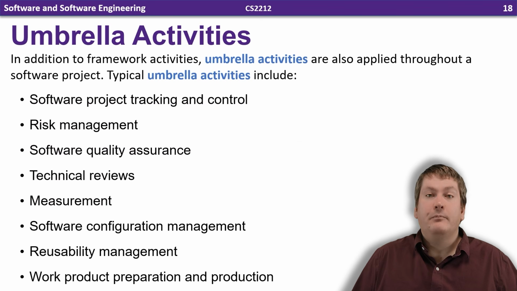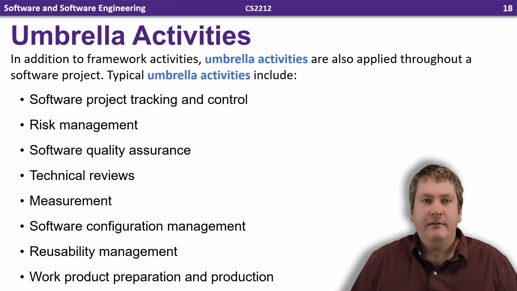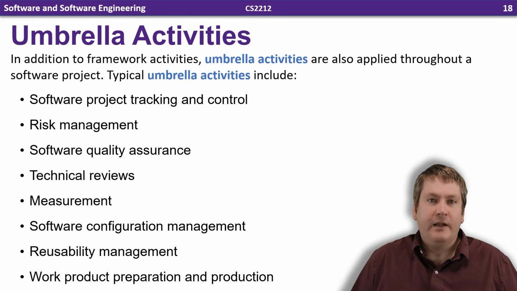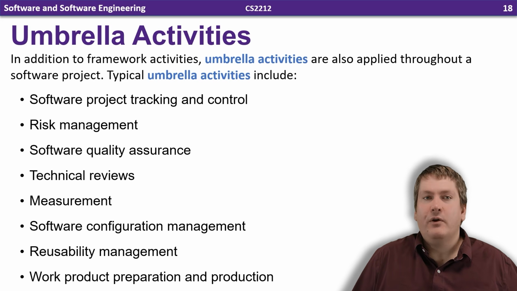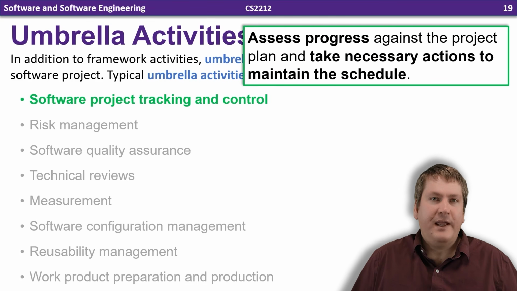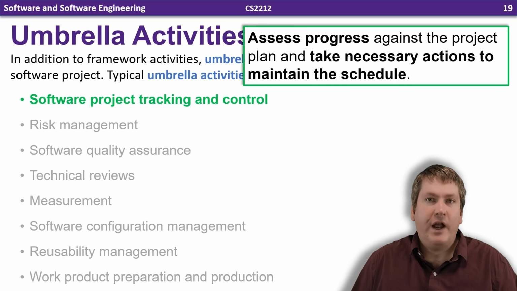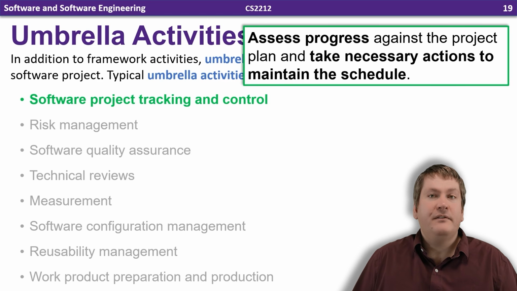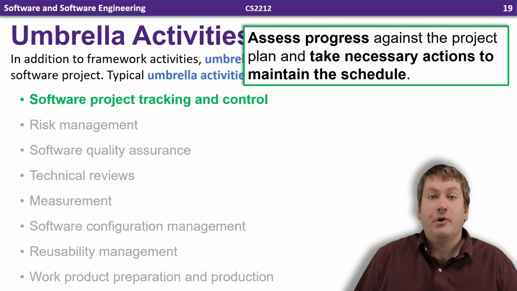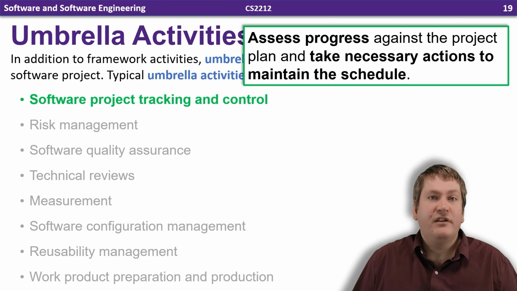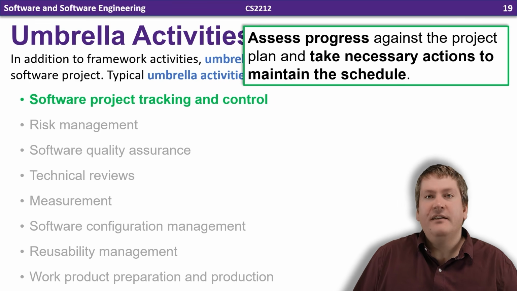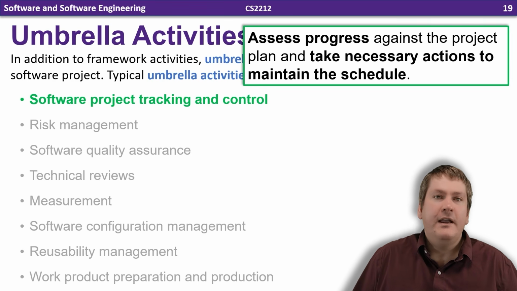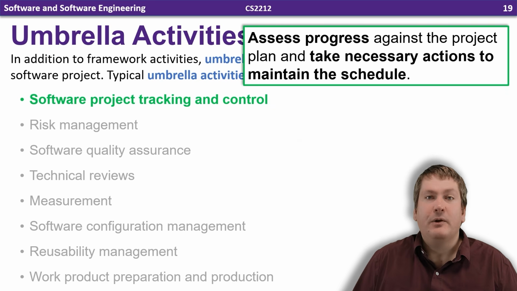So I do have some of these umbrella activities that are typically listed here. There are probably many more that you can think of, and we're going to go through some of them quickly, but we will go in more depth later in the course in a few of these as they come up. So the first one we have listed here is software project tracking and control. And this allows the team to assess the progress against the project plan and take necessary actions to maintain the project schedule. This is often aided by project management tools such as issue trackers like Jira and a Kanban board. And that's something we will be talking about later.